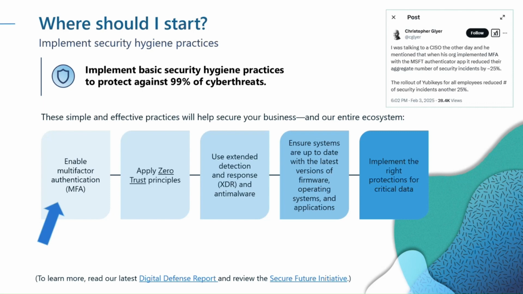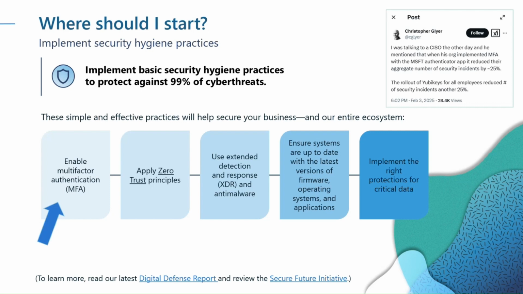And I copied and pasted in here a tweet from last month. And it says, I was talking to a CISO the other day, and he mentioned that when his org implemented MFA with the Authenticator app, it reduced the aggregate number of security incidents by 25%. And then the rollout of YubiKeys for all employees reduced it another 25%.